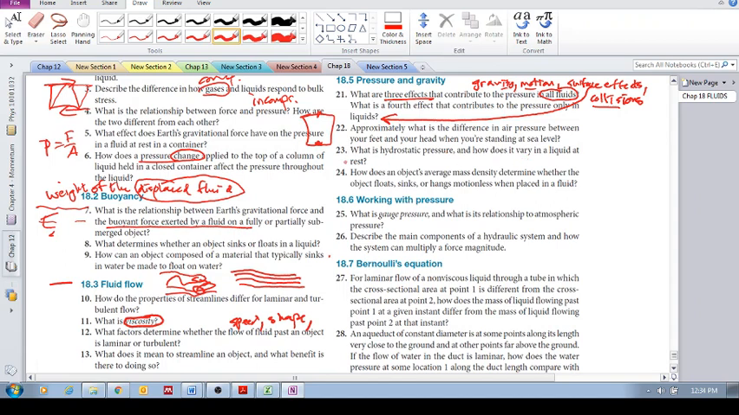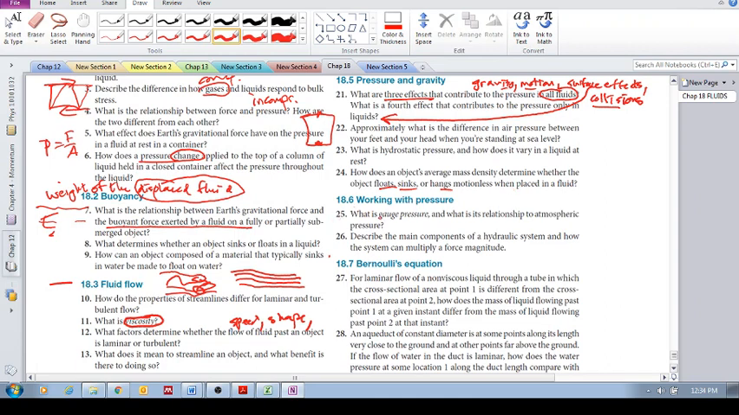Okay. 24. How does an object's average mass density determine whether the object floats, sinks, or hangs motionless? Okay, well, if the average mass density of the object is smaller than the mass density of the fluid, it floats. If the average mass density of the object is larger than the fluid, it sinks, and if they're the same, then it hangs motionless when placed in the fluid.